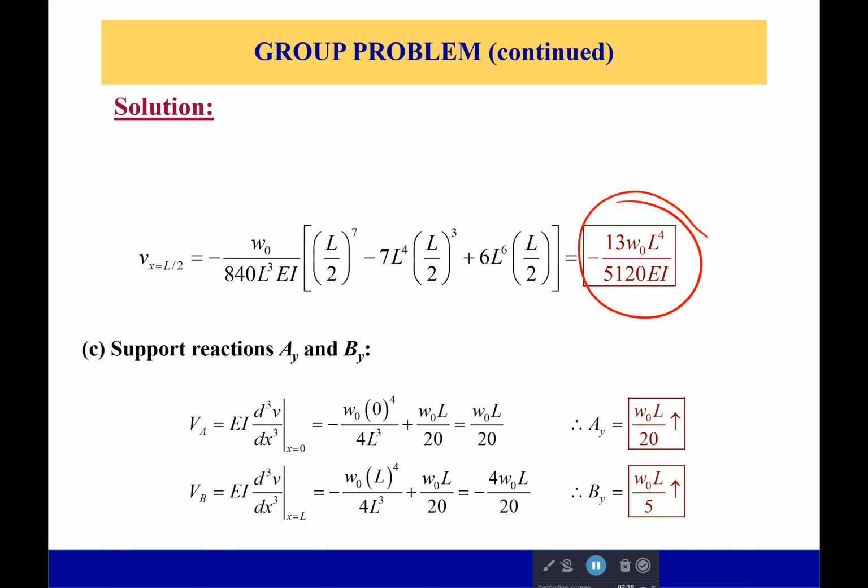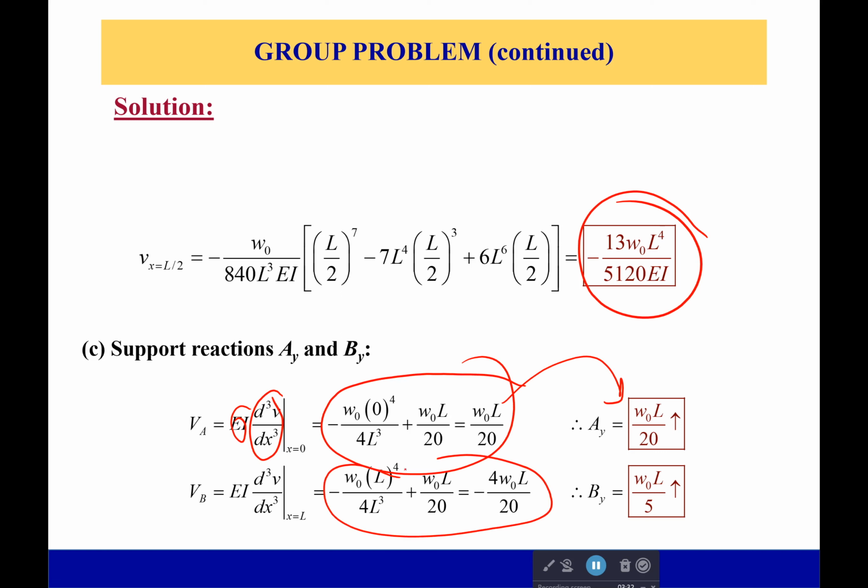So we know that our shear force is going to be equal to the third derivative of our deflection equation times modulus of elasticity times moment of inertia. So we plug 0 into our equation, and we can get the reaction force at A. We plug L into our equation, and we get the reaction force at B. And that's it. We are good to go. Glorious.